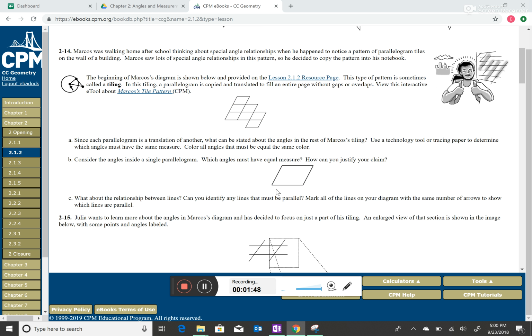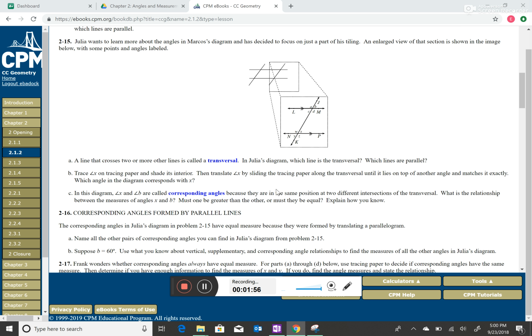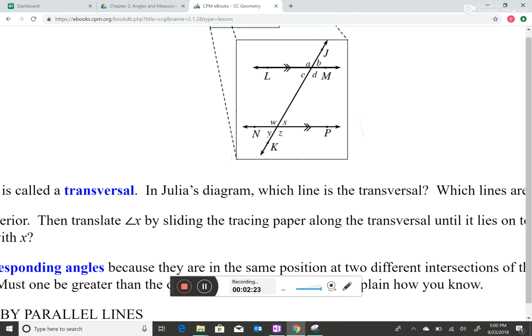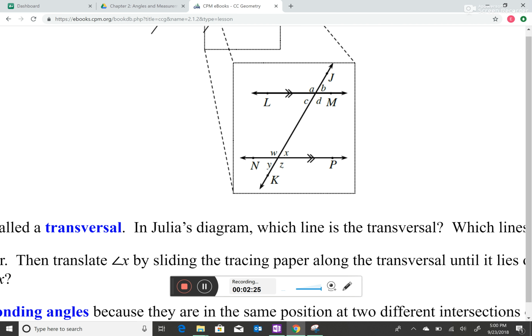Then you are going to go into 2-15, which talks more about the tiling, and it actually gets into the actual definition of a transversal and corresponding angles, okay? So if you get overwhelmed easily with vocabulary, definitely write it down and come back to it. And I'll try and put together a vocab sheet eventually to give you guys once we've gotten it all out there. So it just talks about transversals, and you guys will answer simple questions about this. When you are doing this lesson, this question, definitely write this down, because you are going to see images like this a lot.